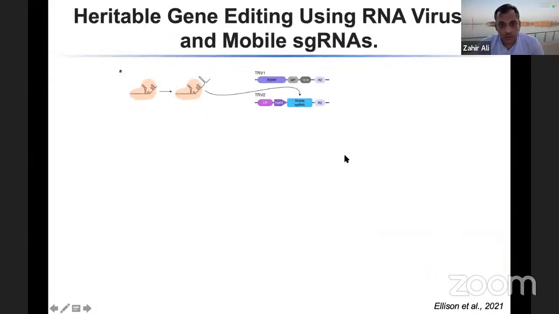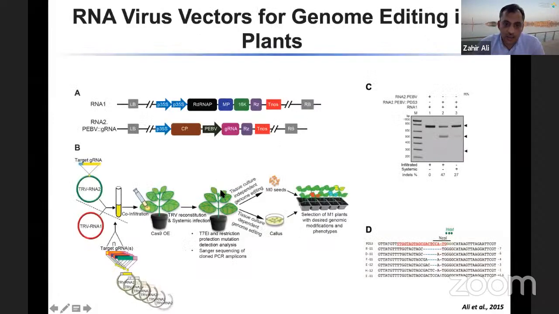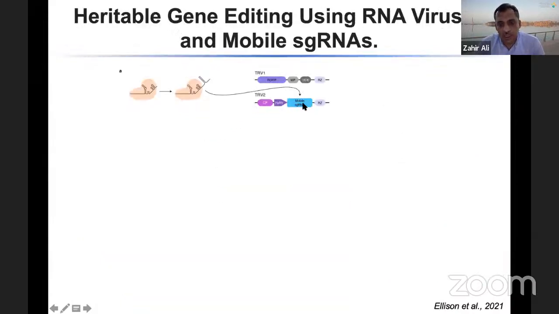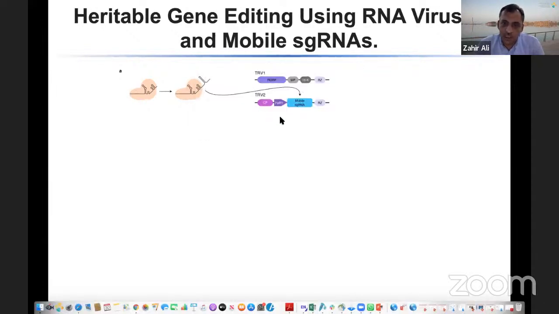So another group did a great job, and they added a mobile signal to the gRNA. The problem with the TRV is that it cannot easily move to the germline cells. So they put a mobile signal on the gRNA in this vector, and then it can move to the germline cells. They basically used the FT locus signal, which is produced in roots and moves to the shoots. It's a 35 nucleotide sequence, which can move from one part of the plant to another.